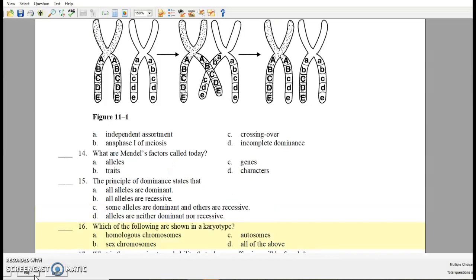16, which of the following are shown in a karyotype? If you look at them, they are paired in their homologous pairs. And so that would be there. Definitely you would be able to see homologous pairs. The first 22 pairs are called autosomal chromosomes that do not have anything to do with determining the sex. And then sex chromosomes are the 23rd pair. So in a good karyotype, you should see all of the above.